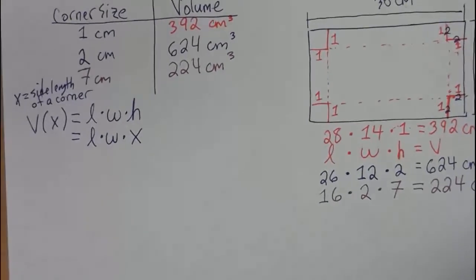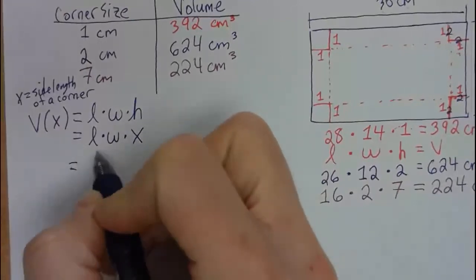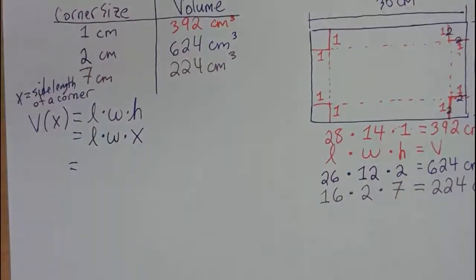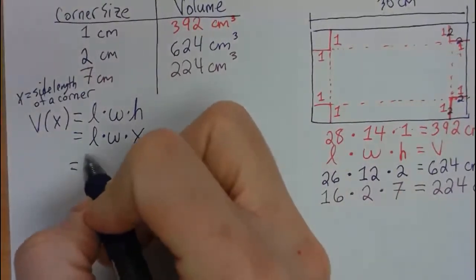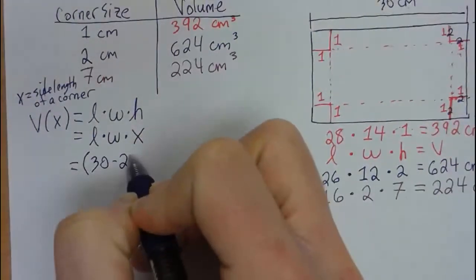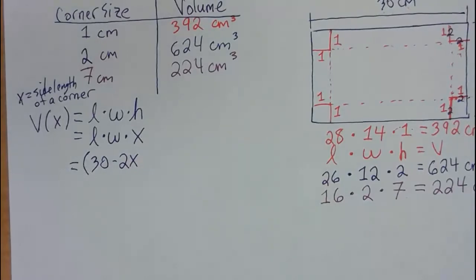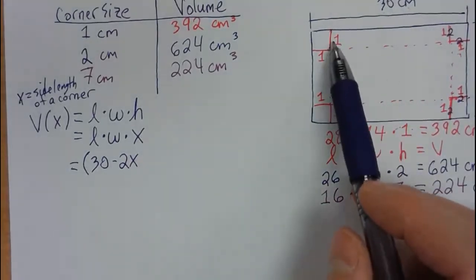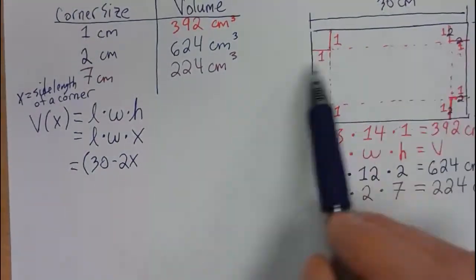So what that means we can do is that for my length, and we'll do the length in blue, the length is 30 minus 2 of our side corner lengths. So 2 of these lengths, like this one and this one, we have 2 of them.